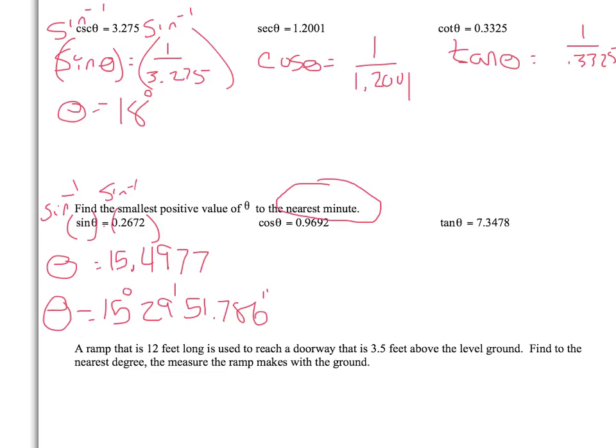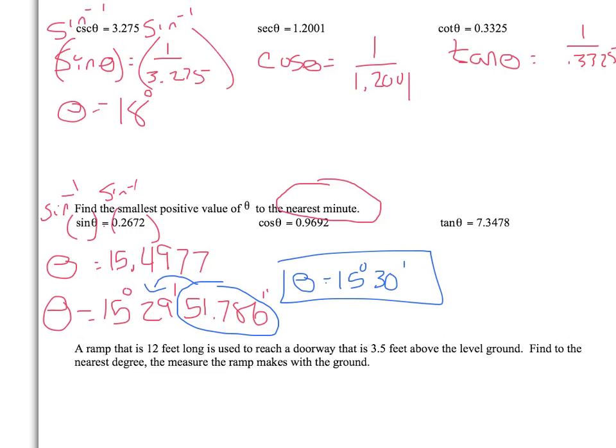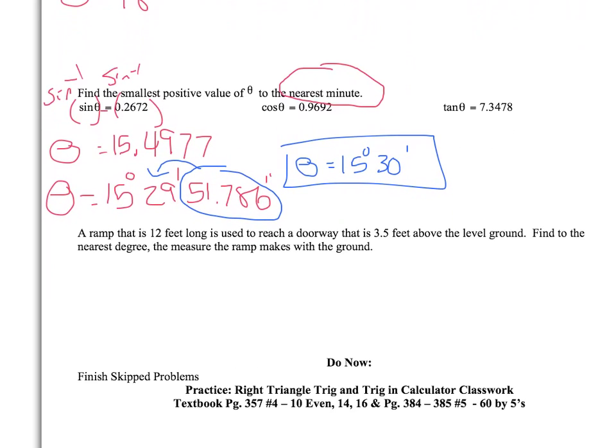If these seconds are 30 or higher, think like a clock. If they're 30 or higher, you're going to round this up. So in this case, it is 30 or higher. So theta will equal 15 degrees and 30 minutes. I want you to try the other two in that section, and we will not worry about this problem for today.